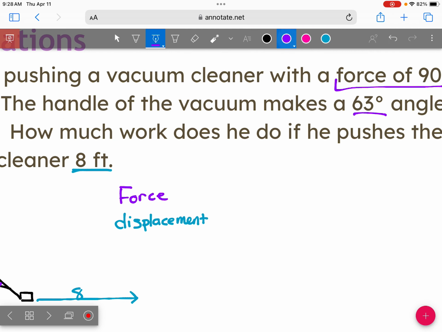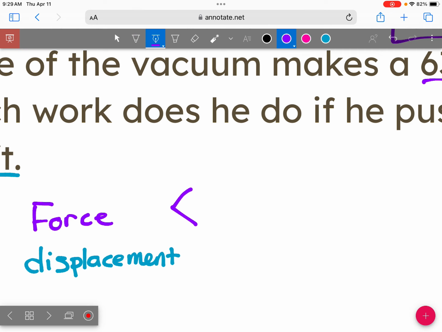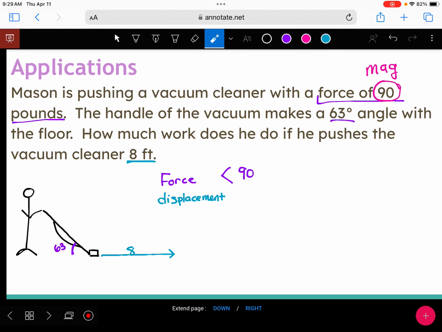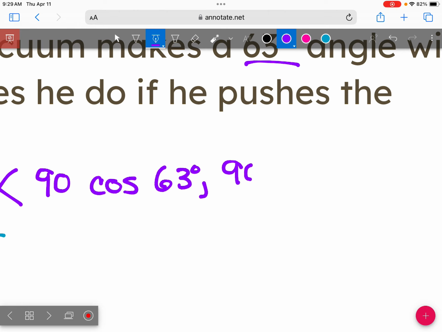So our force, we're going to set up our vector. We have a magnitude here of 90. This is our magnitude. That's how much work he's doing. So we have our magnitude of 90, and it's moving using this angle because his force is coming down this way. So it's using this angle to mess with it. So we're going to have 90 cosine of 63 and 90 sine of 63.